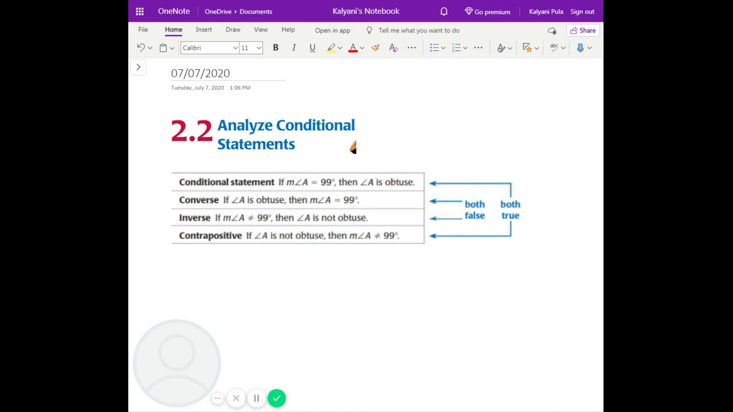In this one, the conditional statement and the contrapositive are true. If A is 99 degrees, yes, it is obtuse. Agree? And also, if A is not obtuse, then the measure of angle A is not 99. Agree on that too? Right. But if you look at the converse, if angle A is obtuse, then the measure of angle A equals 99, it's not always true. It could be 100 degrees, right?